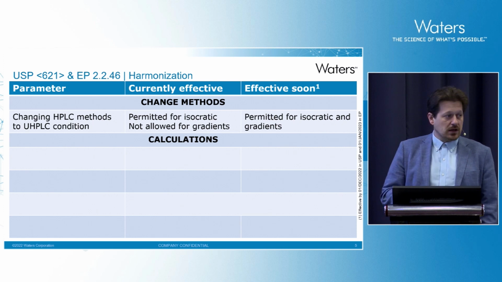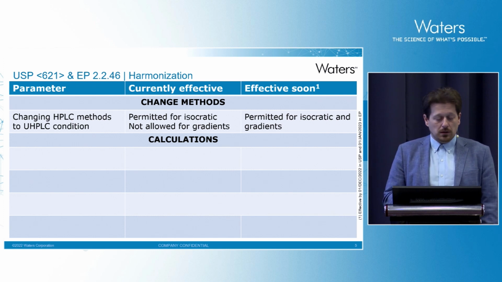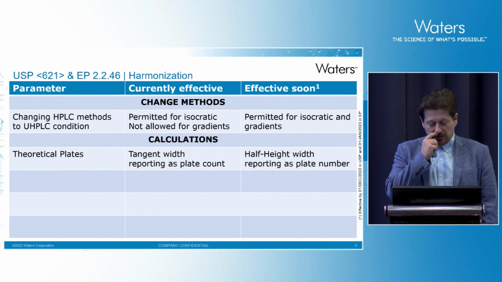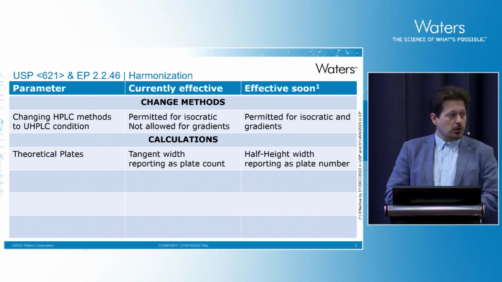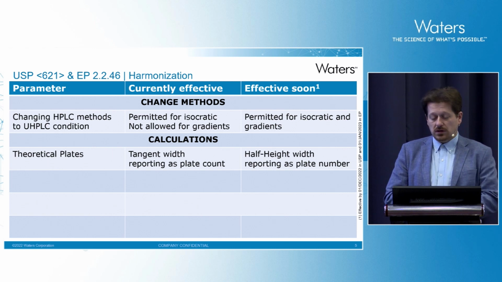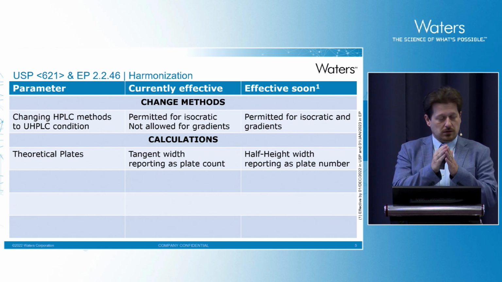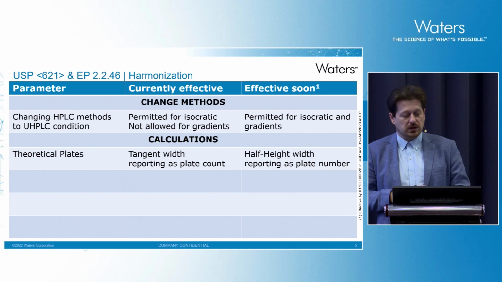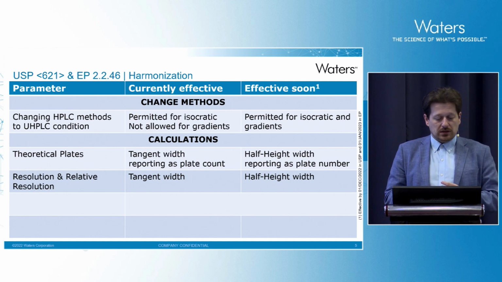The second big part are calculations. I mentioned it before, how you compute the tailing factor, how you compute signal to noise. Here, big changes have happened. The biggest change is that the tangent method to determine the width of the peak is no longer used. So when we calculate theoretical plates, which is often a system suitability criterion in a method, we need to use the half-height approach. A peak at 50% of the height, we measure the width, not the inflection point anymore. And the same applies then also to resolution and relative resolution. Also here, the half-height approach has to be used. The tangent width is no longer effective.